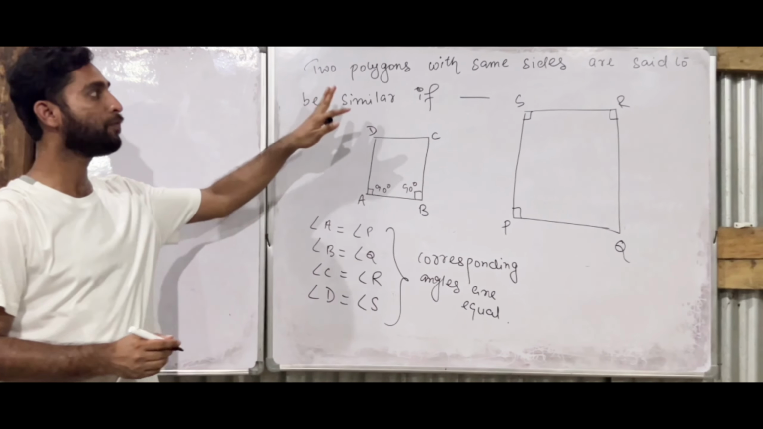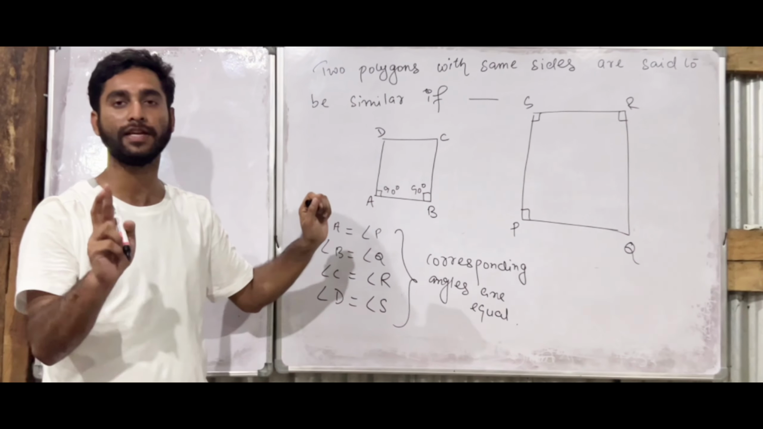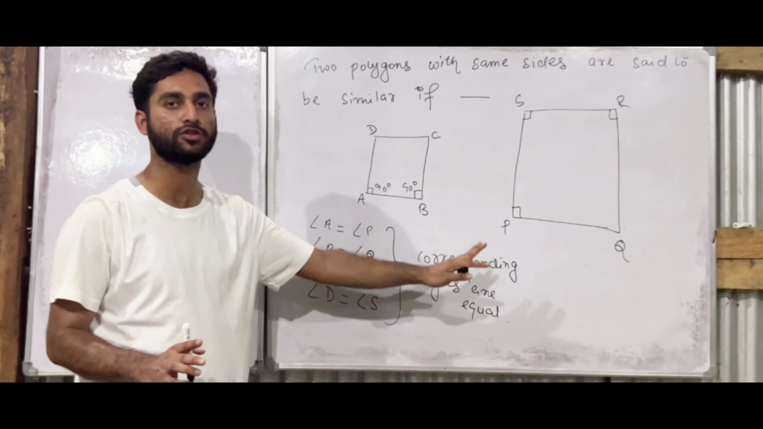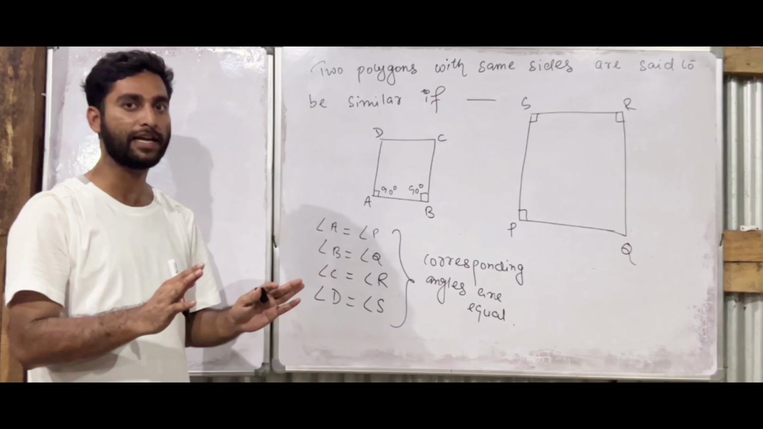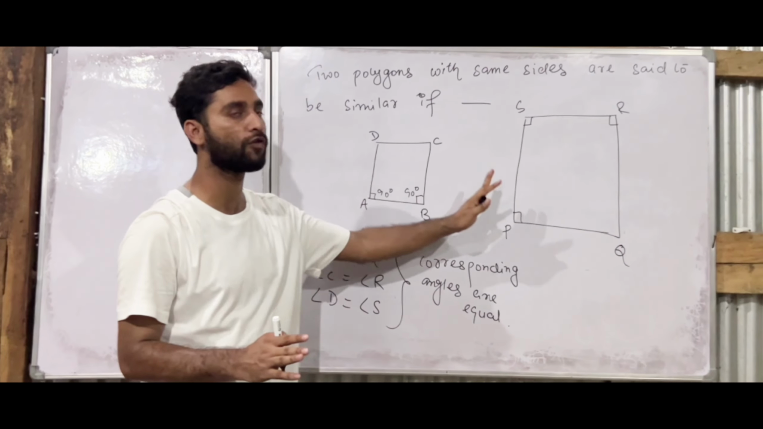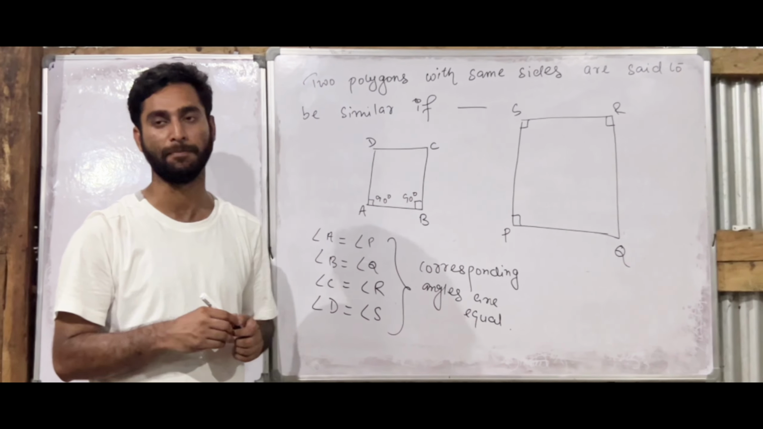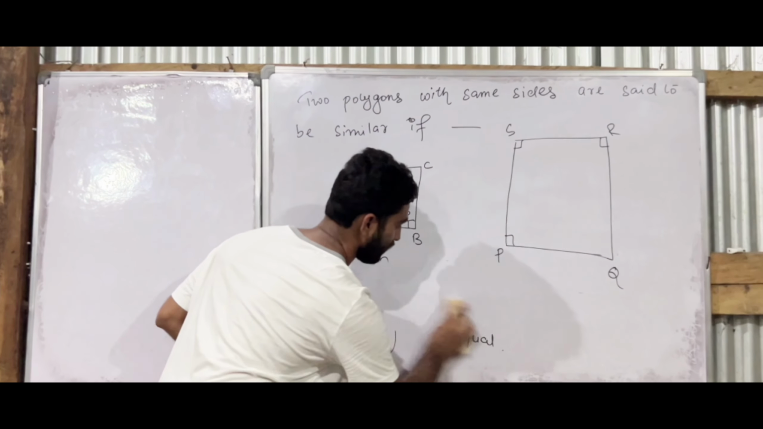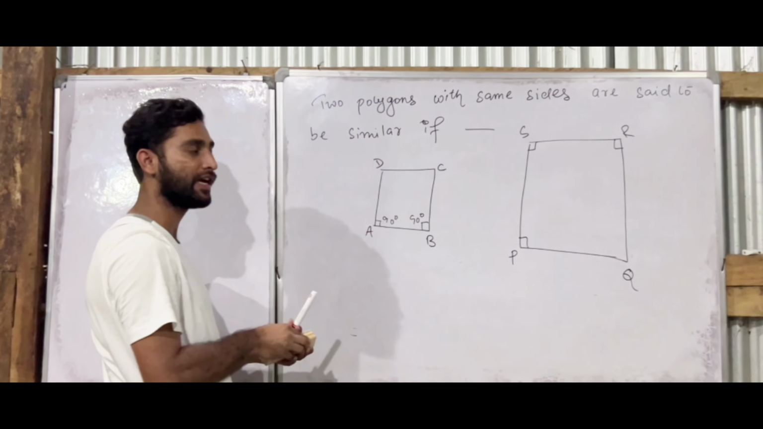So two polygons are said to be similar if they satisfy two conditions. The first condition is that the corresponding angles should be equal, and the second condition is that the ratio of their corresponding sides has to be the same. Now let's see how the ratio of the corresponding sides has to be the same.